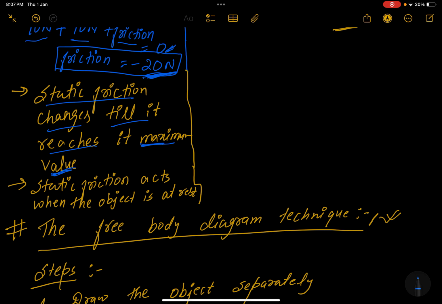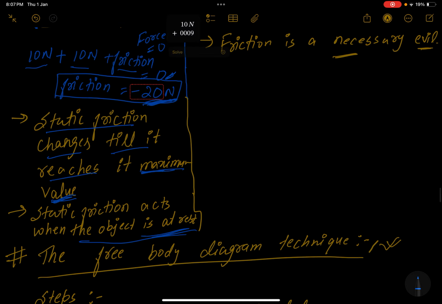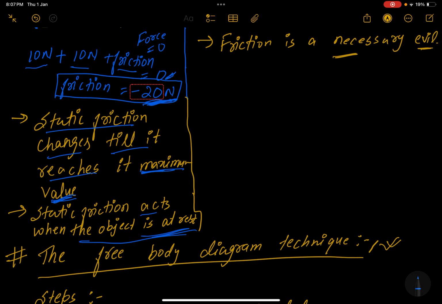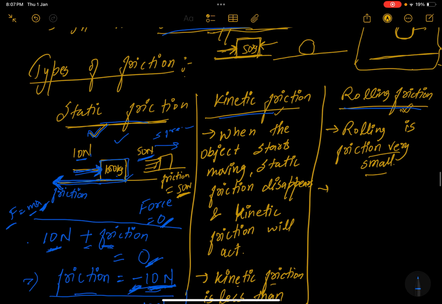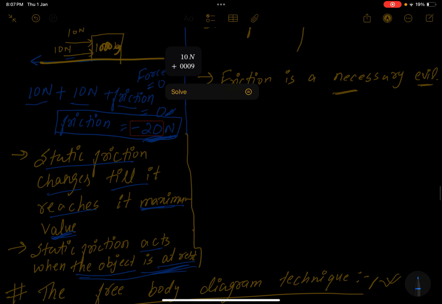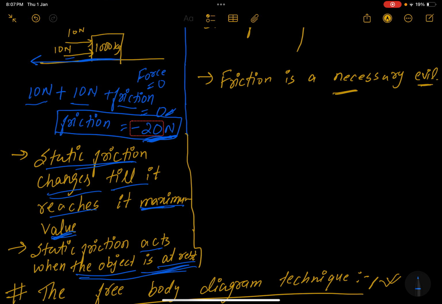So here there is a main concept for static friction: static friction changes until it reaches its maximum value. It will change. Static friction acts when the object is at rest. The basic definition is static friction acts when the object is at rest. As you can see, the object is not moving in this case. And the second most important thing is static friction changes till it reaches its maximum value.